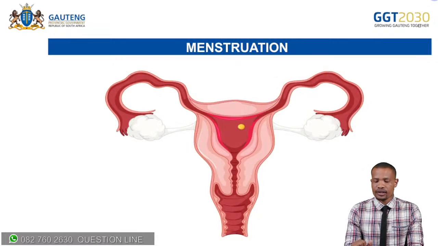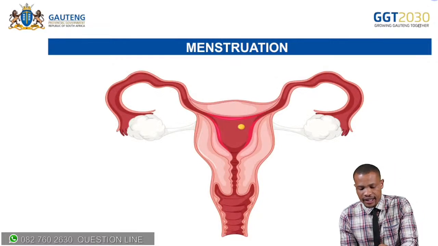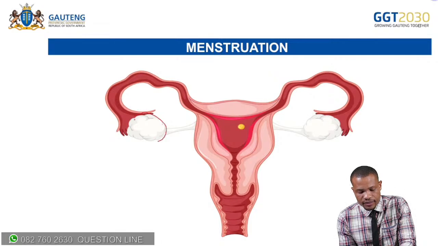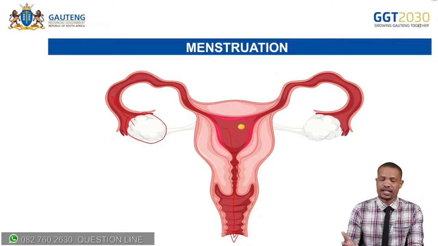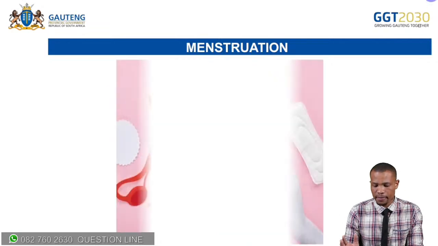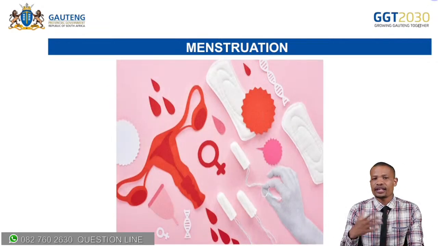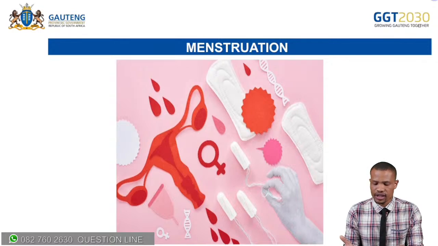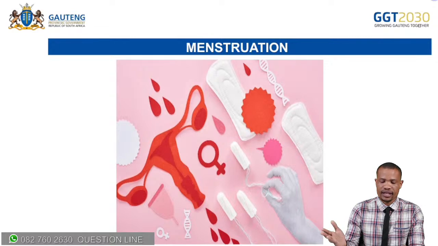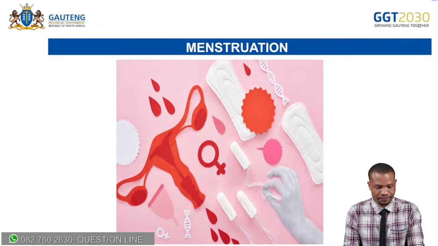Right. Okay, so this is the egg that has been released from the ovary and it went into the oviduct and there was nothing, so it came out of the female body if there's no fertilization. But if fertilization takes place, then it cannot escape. Okay. Right, so this is another illustration showing you the things that females use for menstruation. They usually use pads and panty liners and etc.